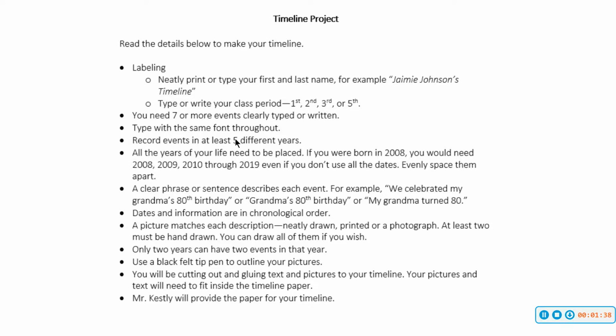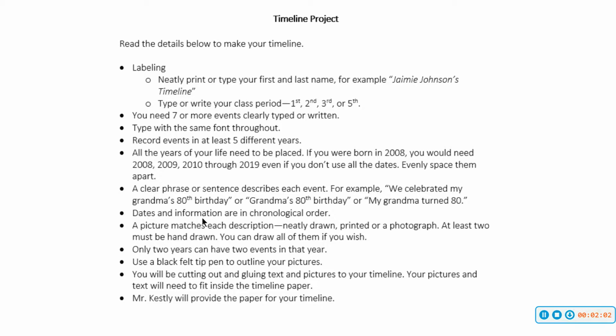Record events in at least 5 different years. All the years of your life need to be placed. So if you were born in 2008, you'd need 2008 through 2019, even if you don't use all the dates, and then evenly space them apart. A clear phrase or sentence describes each event. So for example, we celebrated my grandma's 80th birthday, or grandma's 80th birthday, or my grandma turned 80.